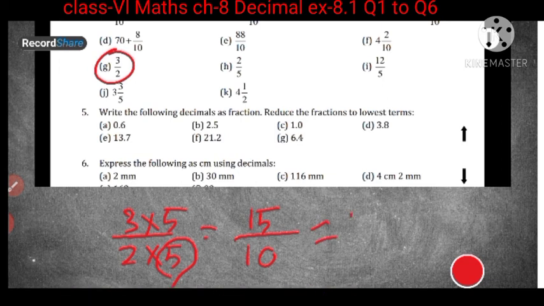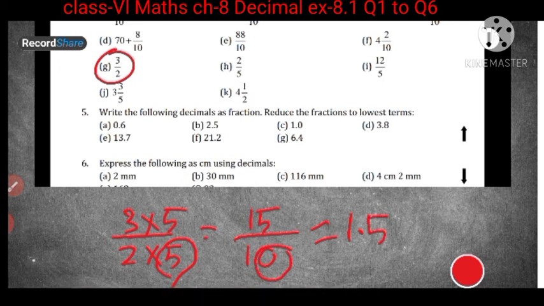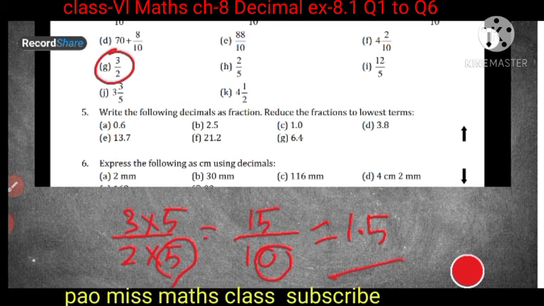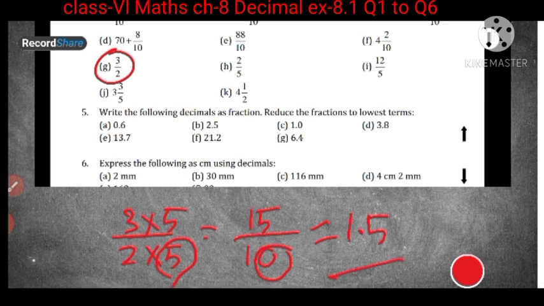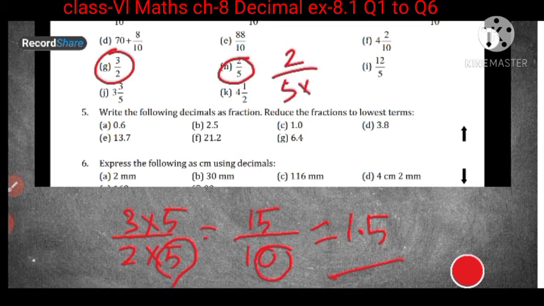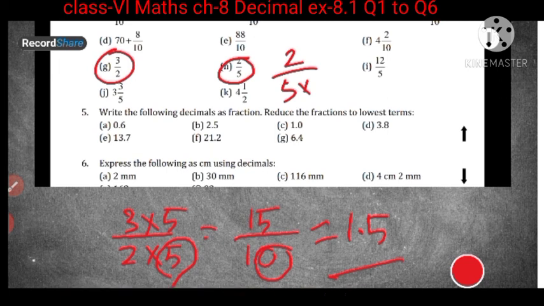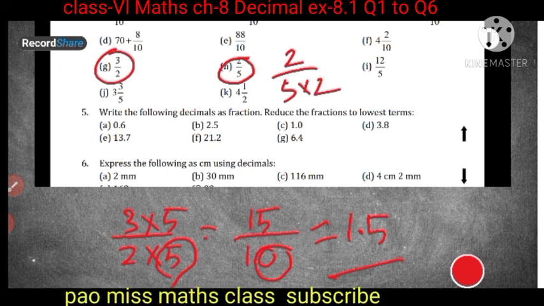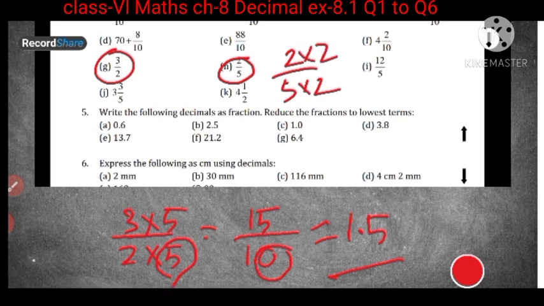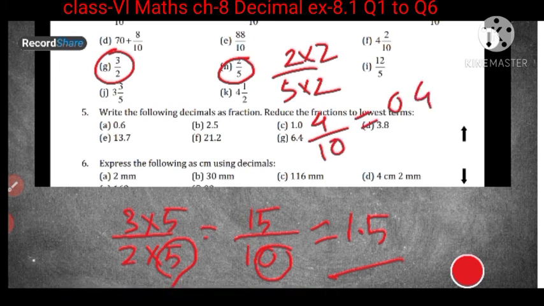Now 15 upon 10 can be written as 1.5, isn't it? One 0, that means before one digit we have to put the decimal. So the answer for G is 1.5. Now question number H you have to do in the same way. That means 2 upon 5 is there. Now we have to convert 5 to 10 or 100. If we cannot convert to 10, then we convert to 100. But easily we can convert to 10: 5 twos are 10 and 2 twos are 4. So it will become 4 upon 10. Now 4 upon 10 can be written as 0.4.